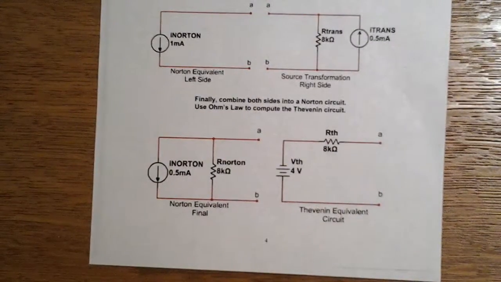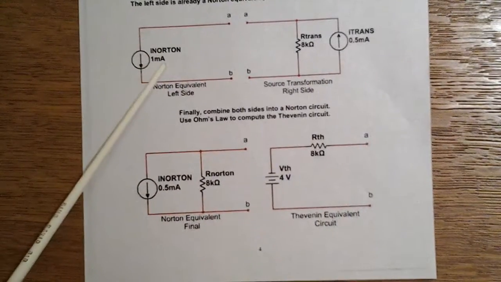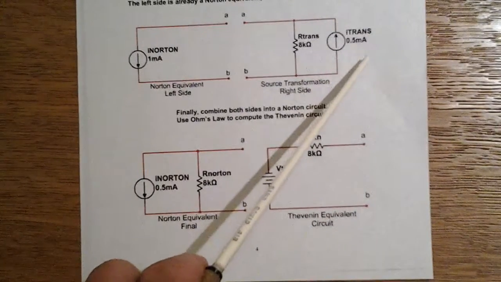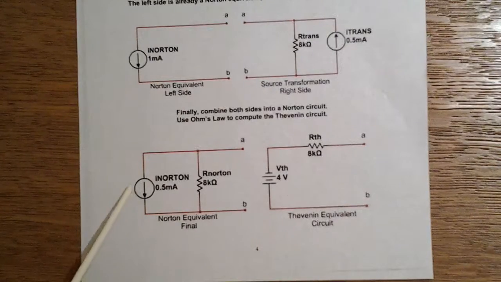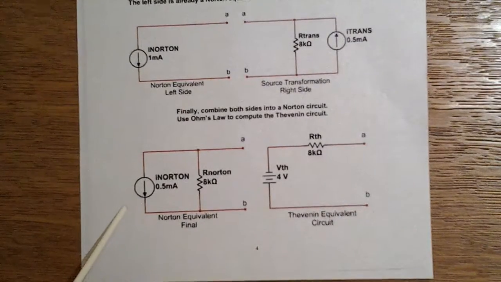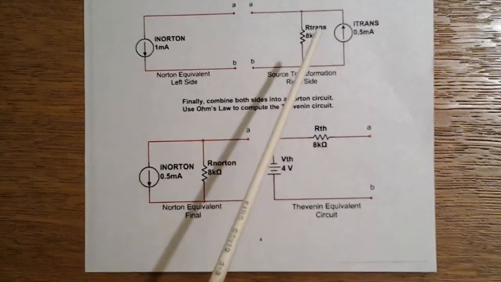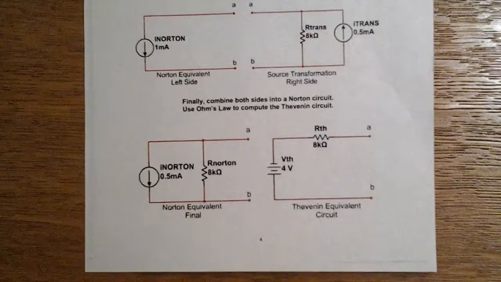You can see right here we have current going down at 1 milliamp, and over here we have current going up at half a milliamp. Add the two together, we have the equivalent of half a milliamp coming down. So the two current sources have been combined. We take the resistor and put it in parallel the same. And that makes our Norton equivalent, current going down in parallel with the 8K resistor.